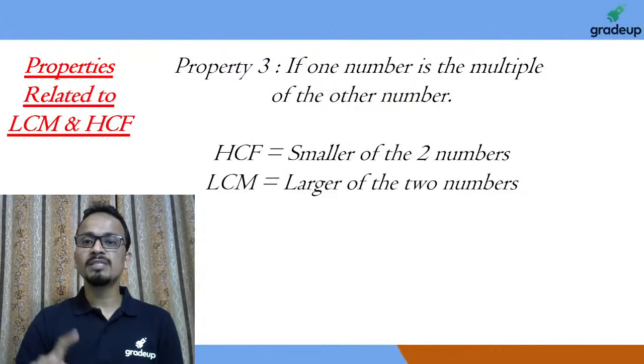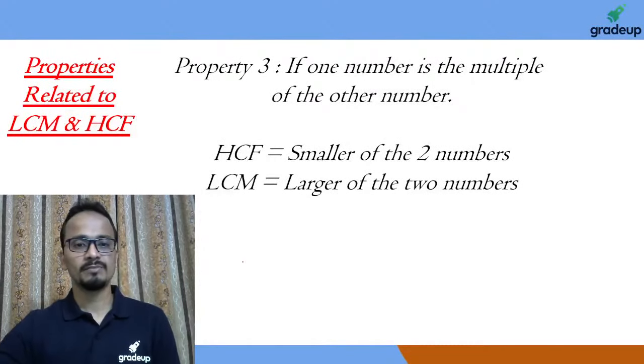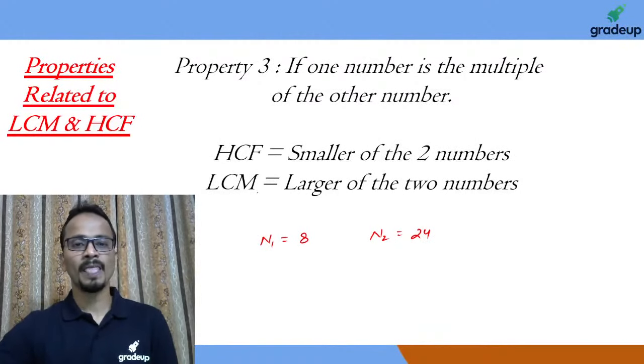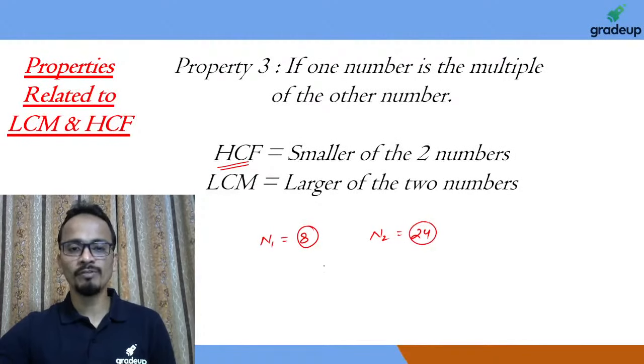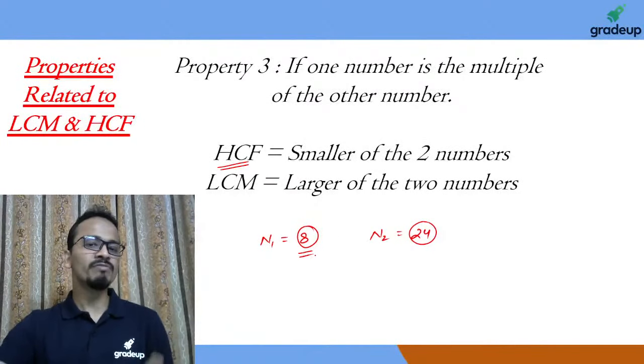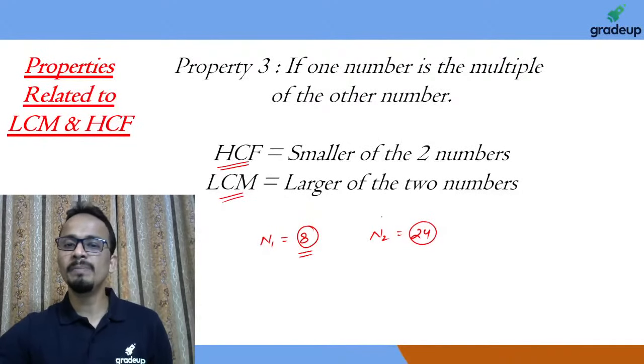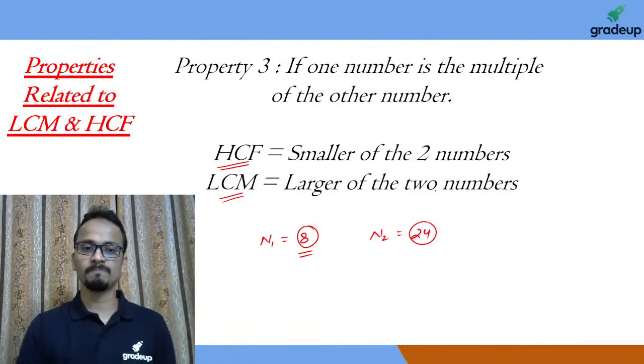If one of the numbers is a multiple of the other number, let's say n1 is equal to 8 and n2 is equal to 24. Now if this is the case, one of the numbers is a multiple of the other number, then I can say that the highest common factor here, so what is the highest number that can be taken common from these two numbers? That will be the smaller of these two numbers. So the highest common factor will be the smaller of these two numbers and the least common multiple will be the larger of these two numbers.